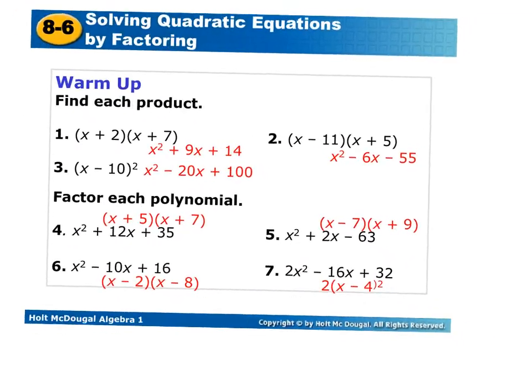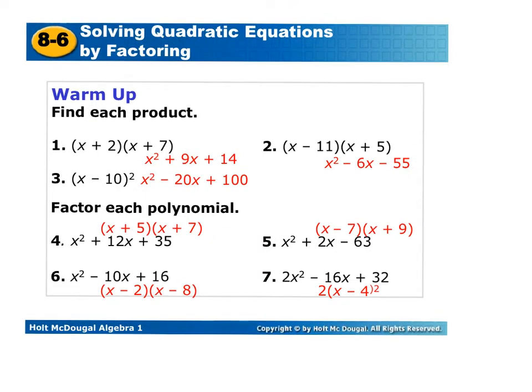So on Friday I gave you a review and we just went over the answers. So the warm-up is exactly what we did in the homework. Numbers 1, 2, and 3 are just FOIL, and that's how you would always check your factored answers. Is FOIL it, make sure it goes back to the original. Then on questions 4, 5, 6, and 7, this is what we did in the homework over the weekend. So let's go ahead and see how we're going to use this.